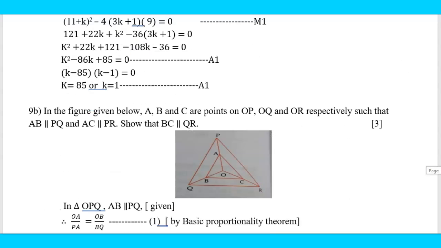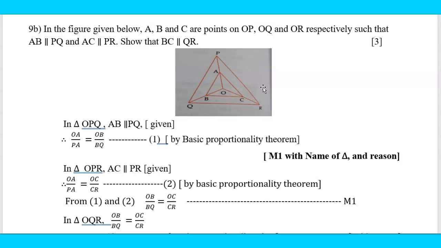Now we'll move on to question 9b. Here you are given triangle OPQ, AB is parallel to PQ. So therefore OA upon PA is equal to OB upon PQ. So you have to write this triangle name, and you have to write which two lines are parallel.